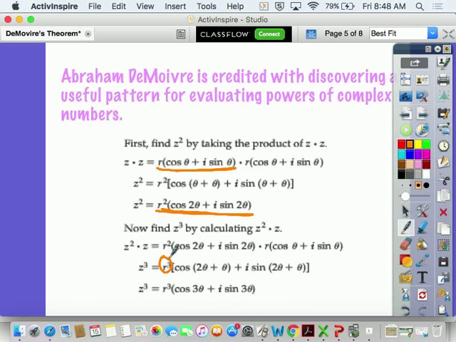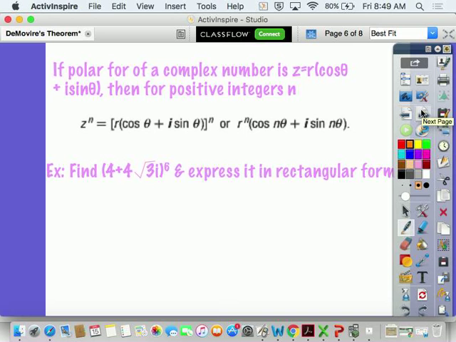Following the same pattern, could you tell me what z to the fifth might be? R to the fifth cosine 5 theta plus i sine 5 theta. Yep. So this is the proof of how you get DeMoivre's theorem. This applies to any power. Whatever the power is, you plug it into r and theta. I would hope that you would show your work, just in case you mess up somewhere. I can at least give you partial credit for having the formula right and just botching the math part.